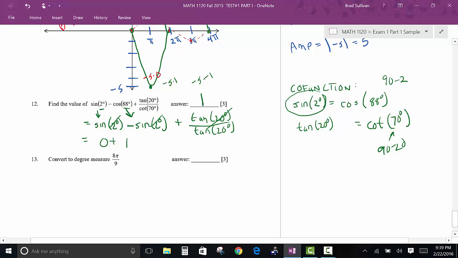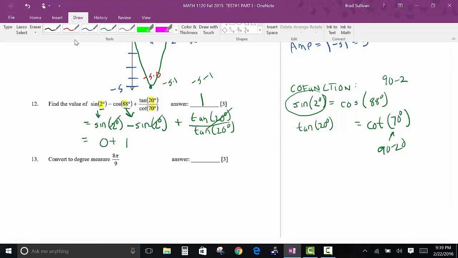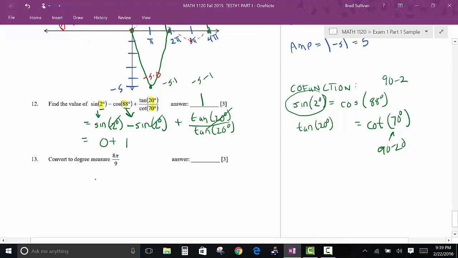The way that you can know that you're dealing with cofunctions, of course, is the sine, cosine, tangent, cotangent. But also pay attention that one of the clues that you're being tested over this is these angles are complementary. 20 and 70 add up to 90, 88 and 2 add up to 90, like that. So that's the idea.